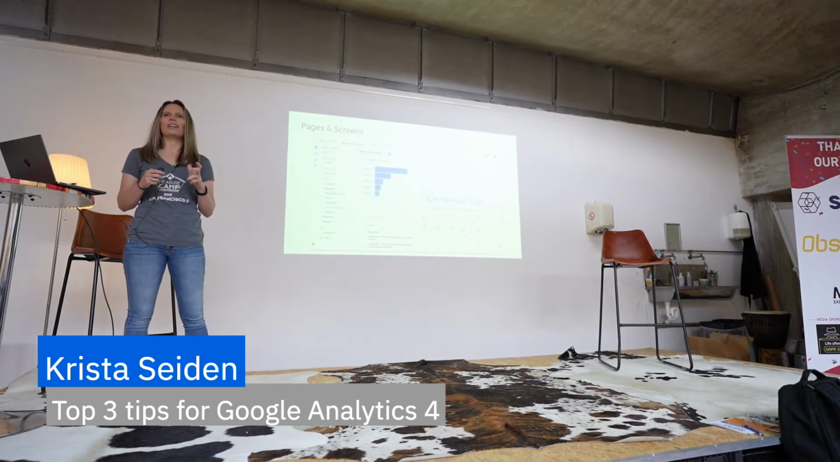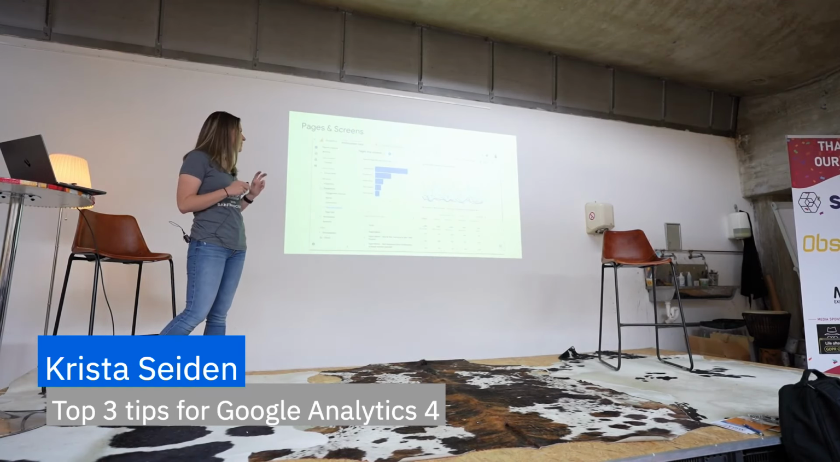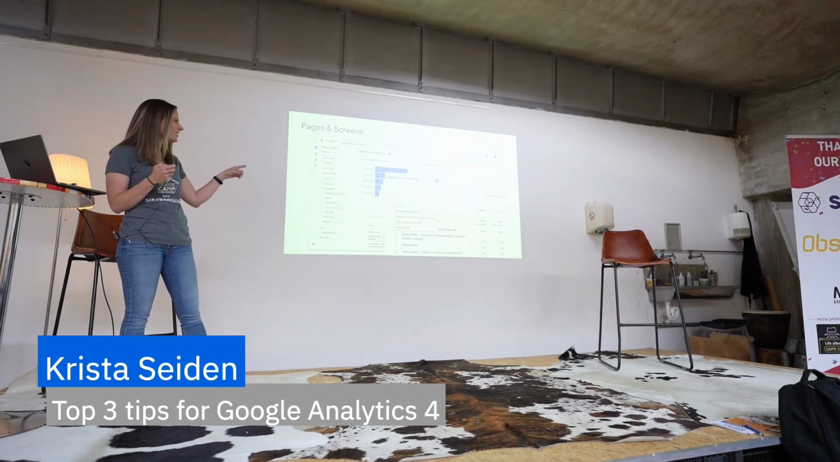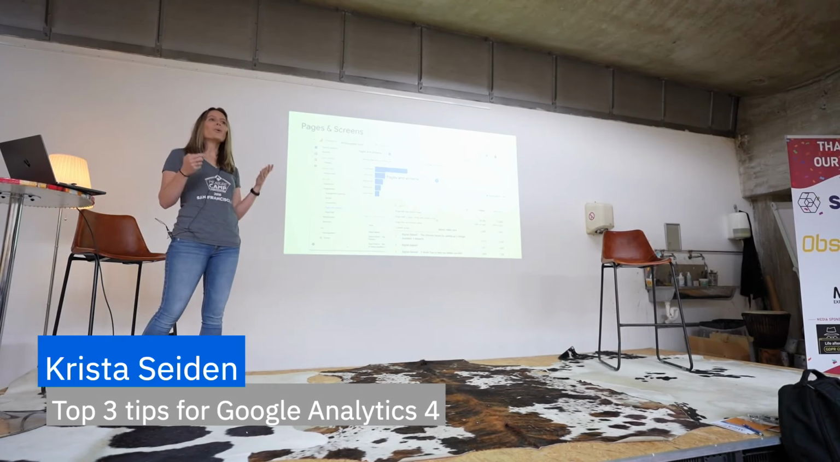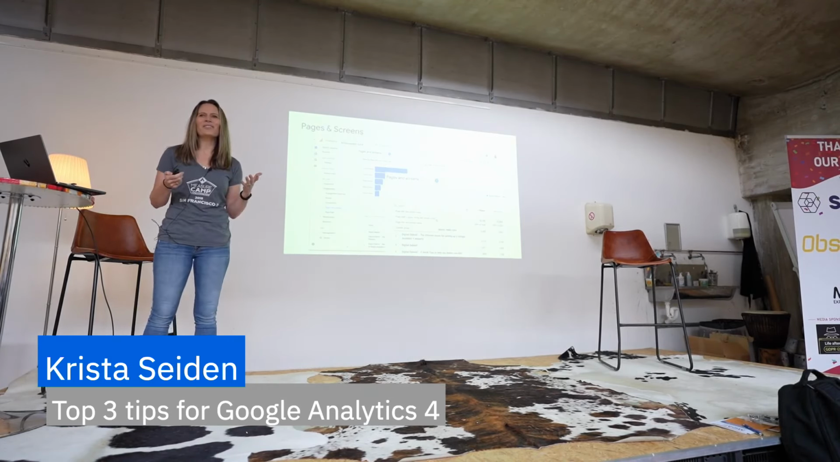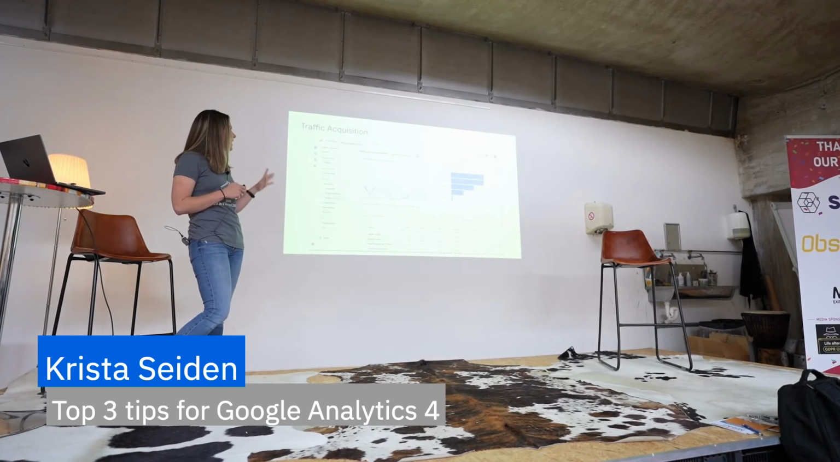Pages and screens report. In Universal Analytics, this was organized by page URL or page path. In GA4 out of the box, it's page title. You can actually click the little arrow, change it to page path and query screen if you want something a little bit more familiar. Or you can use the customization features to actually get this with page path if you prefer. I'll show you that in a sec.